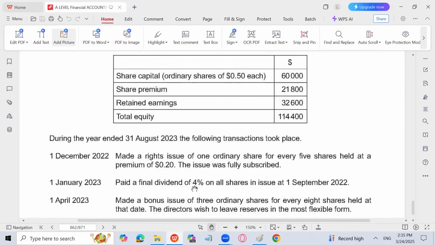Paid a final dividend of 4% on all shares in issue at 1st September. Here there is a little tedious point you need to remember: we are making payment of final dividend of 4% on all shares, but the date is 1st September 2022. It means we are not supposed to pay final dividend on the right shares. We are making the payment of final dividend only on the original shares at the start, because final dividend is paid on all shares in issue at 1st September.